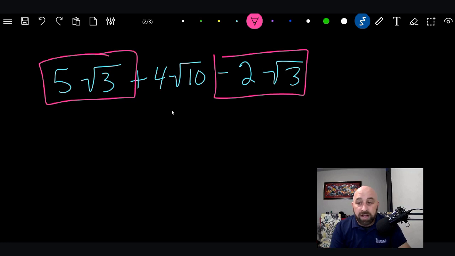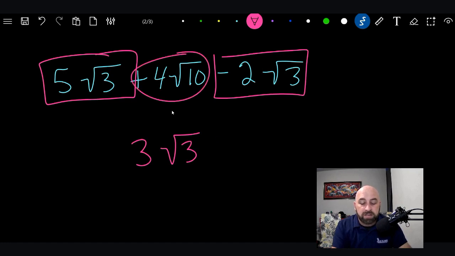Okay, so what is 5 minus 2? 5 minus 2 is 3 square roots of 3. This one stays the same, plus 4 square roots of 10. Done. You're still thinking, hey, this is easy. I like this. All right, you keep thinking that, okay? You just keep thinking that because it's going to change real quick.